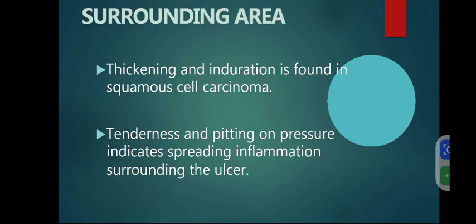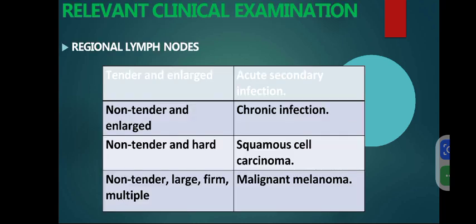Surrounding area: thickening and induration is found in squamous cell carcinoma. Tenderness and pitting on pressure indicates spreading inflammation surrounding the ulcer. Relevant clinical examination: regional lymph nodes tender and enlarged indicate acute secondary infection. Non-tender and enlarged are seen in chronic infection. Non-tender and hard are seen in squamous cell carcinoma. And non-tender, large, and multiple are seen in malignant melanoma.